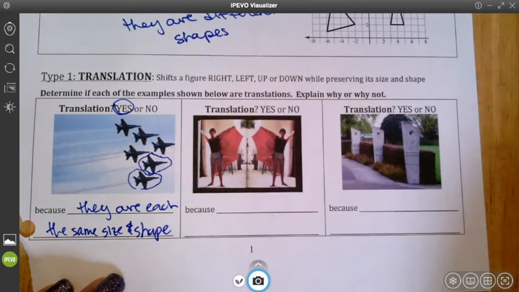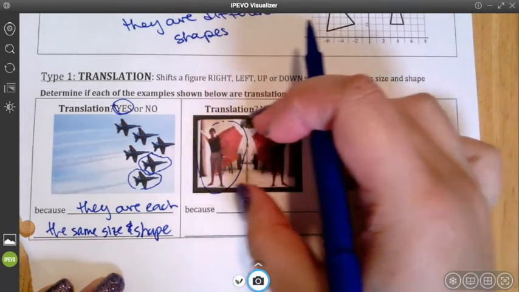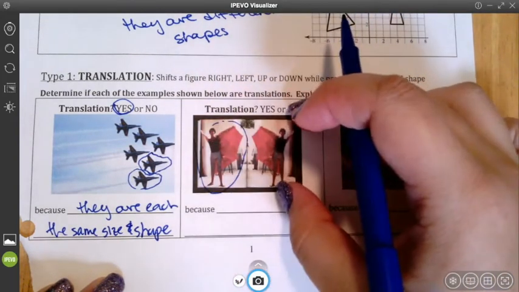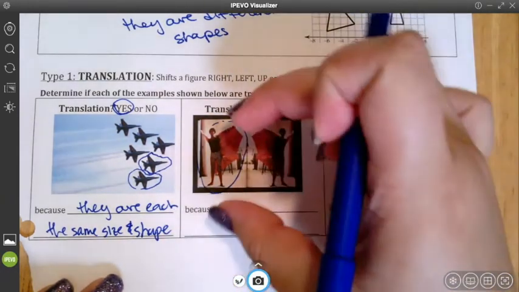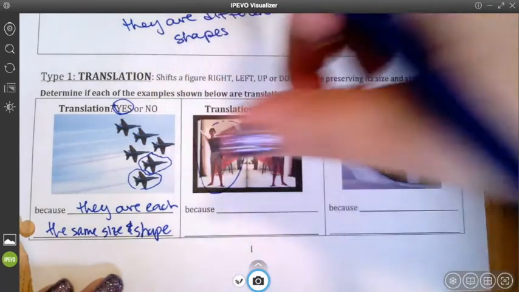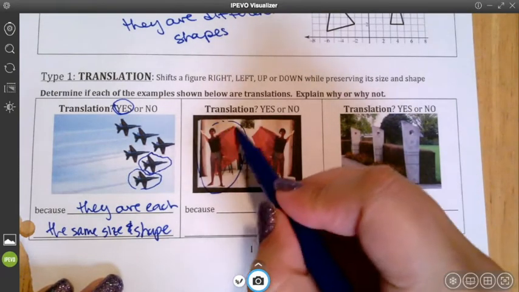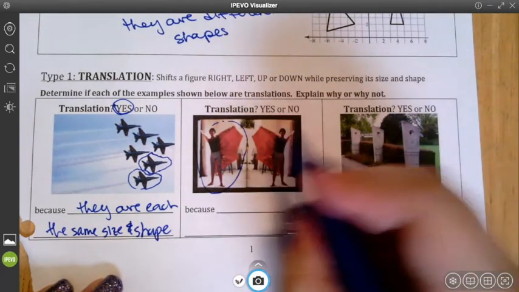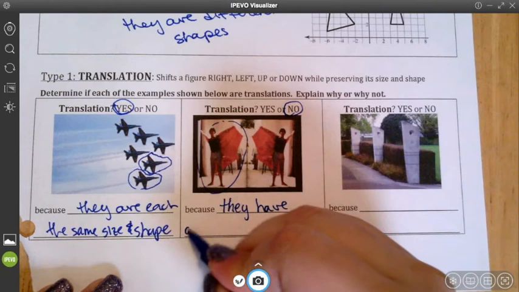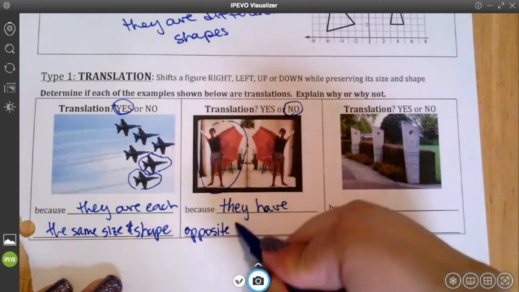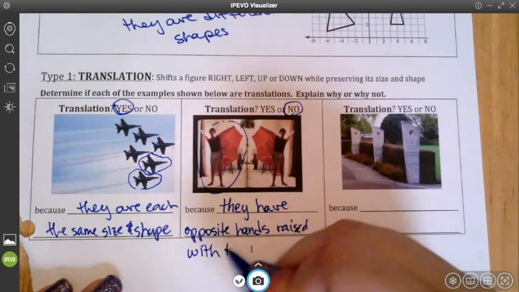Are these a translation? Well, if I cut out this image here and I just dragged it over, they wouldn't overlap perfectly. This is actually a different type of transformation. This is a reflection because it's the same shape, but it has flipped, right? This person has her left hand up. This person has her right hand up. So this is no, they have opposite hands raised with the cape.